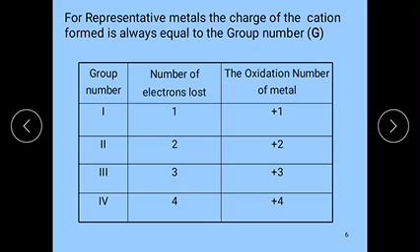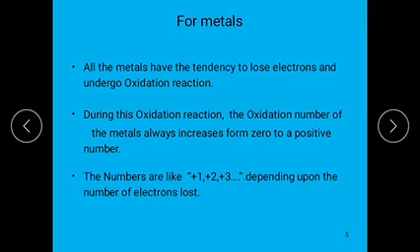For representative metals, the charge of the cation formed is always equal to the group number. At the same time, metals always lose electrons.